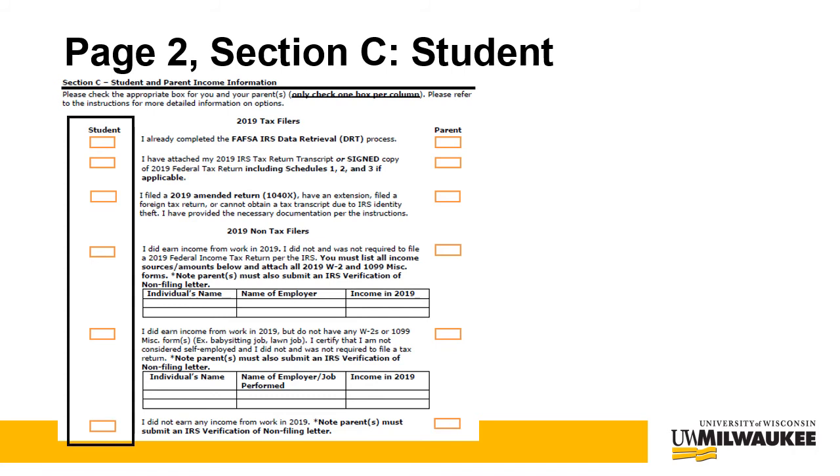For students who have not filed taxes, please review the statements listed under the lower section titled 2019 Non-Tax Filers. If you indicate you worked in 2019, report those earnings in the table provided and submit copies of any W-2s. If you did not work in 2019, please select the last statement in this section. Generally, dependent students who check this box are not required to provide a verification of non-filing letter. We may request one if there is information reported on the FAFSA that appears to be conflicting. Once you have selected only one box under the column, move on to the parent section.